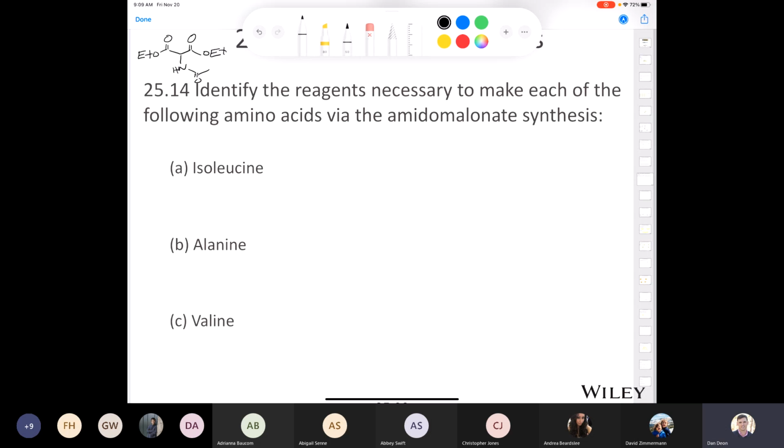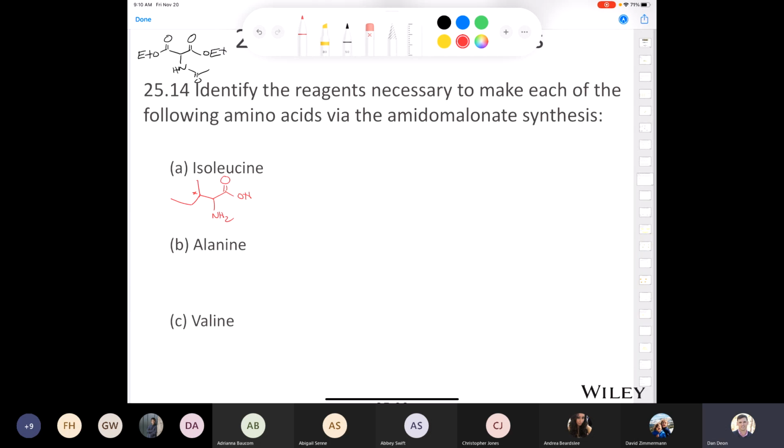Well, first, let's look at the structure of isoleucine. Isoleucine, you probably remember, is an amino acid that has 2 chiral carbons. We've got our carboxyl, our amine, and isoleucine has a sec-butyl group coming off it. So there's a chiral carbon here too. Now, it doesn't say anything about L amino acids or D amino acids, so we're going to end up with a mixture here because this is not a chiral synthesis.